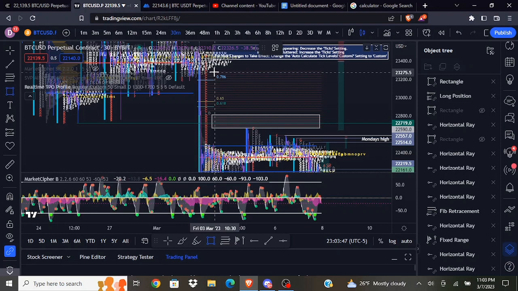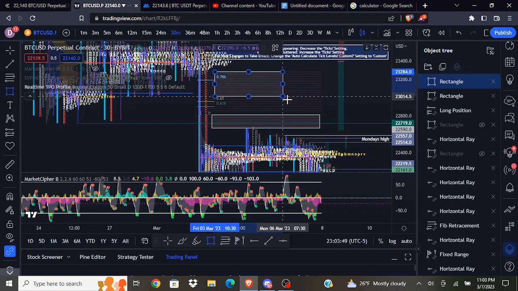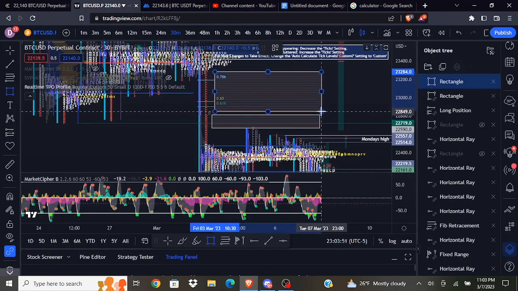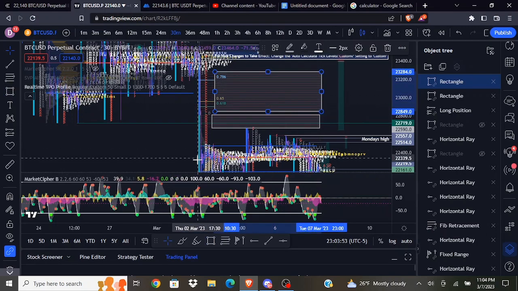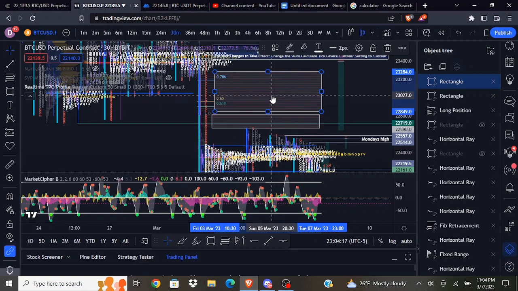So we got a bunch of single prints here from that Thursday dump we had. That was a really quick move. It happened basically in one 30-minute candle. So there's still a bunch of single prints that haven't been filled yet. And you could get some information from this, but really what I'm getting from this is the same thing I would get from just looking at this candle, and that's that price could easily just come up and fill this whole area. It's basically inefficient price action is what it's showing you there.